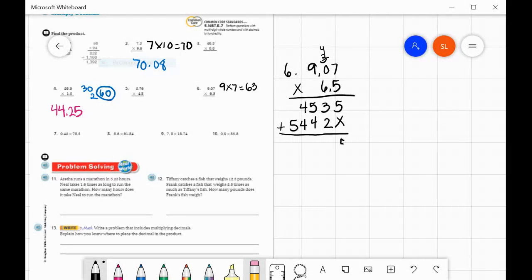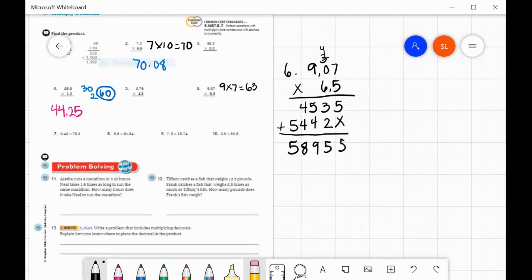5 and nothing is 5. 3 plus 2 is 5. 5 plus 4 is 9. 4 plus 4 is 8. And 5. So we have 58,955 currently as our answer. And our answer should end up to be around 63.